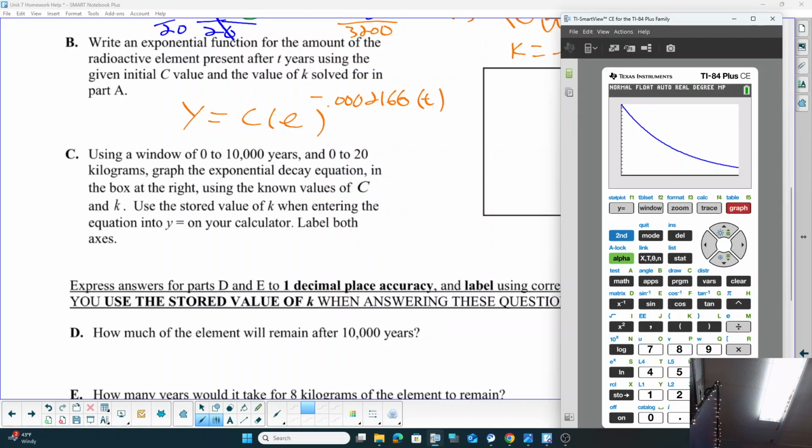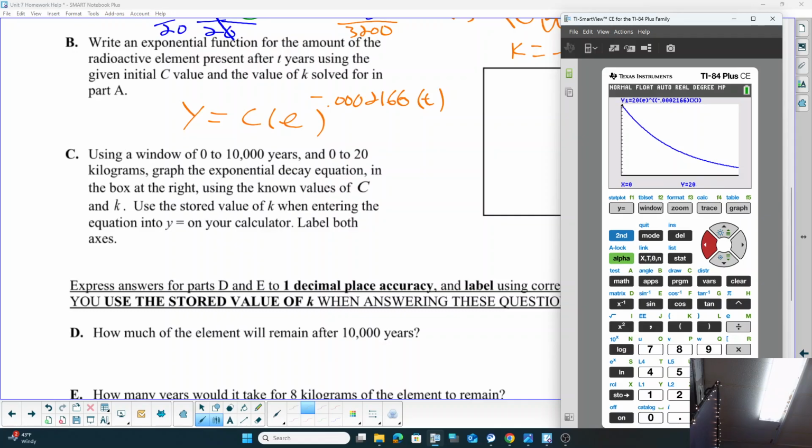So graph the exponential decay equation in the box on the right using the known values of c and k. So c is 20 and k is our exponential. So we push trace. And so do you remember where we start off at? For 20 kilograms, wasn't it like 3,200? I think it was 3,200 years, wasn't it?